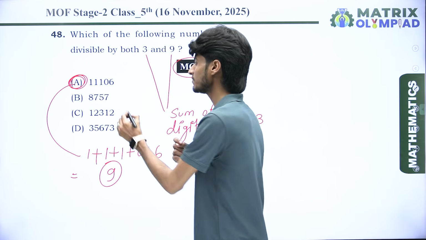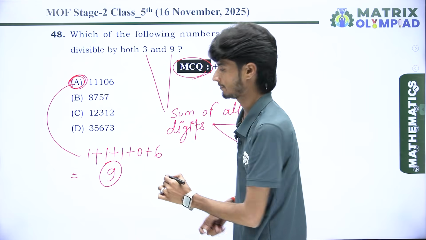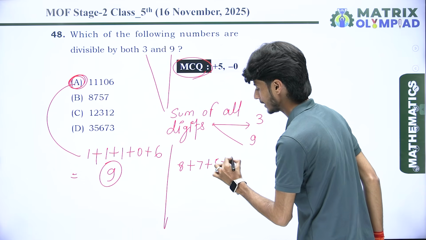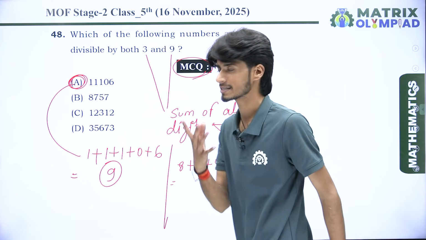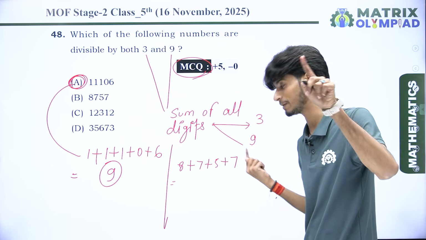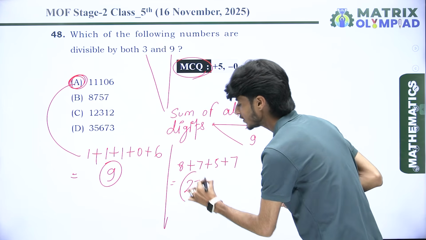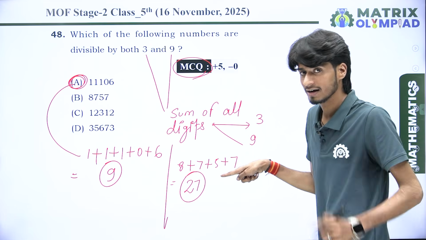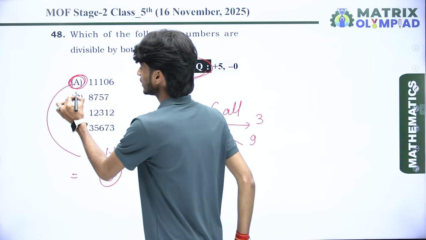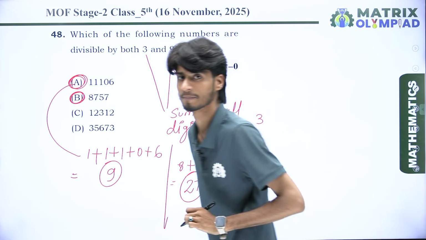Now we take the next number. 8757. 8 plus 7 plus 5 plus 7. Add all those digits. 8 and 7, 15, 15 plus 5, 20, 20 plus 7, 27. And you know very well, 27 is properly divisible by 3 or 9 both. That means the number is also properly divisible.